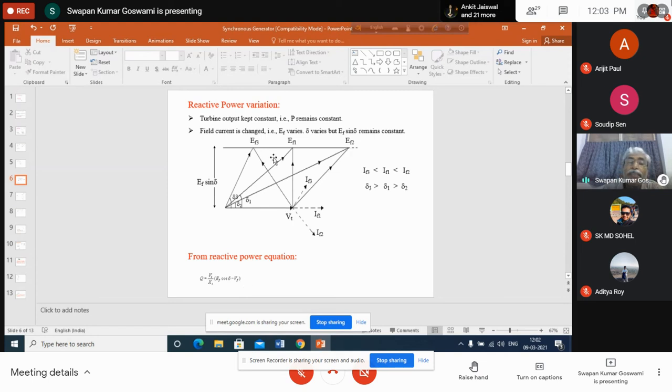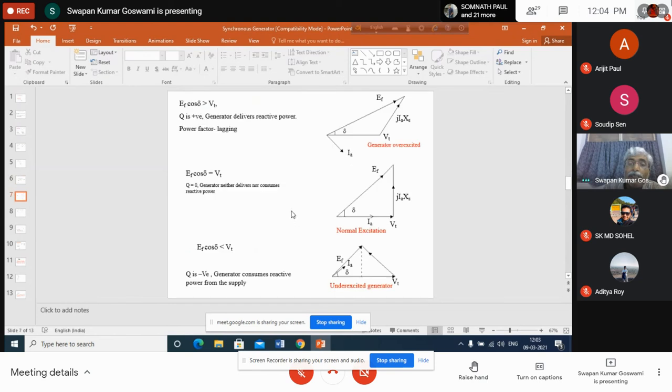If you decrease the field current, sometimes it may so happen that EF cosine delta is 0. Also, if you decrease the field current further, it will be such that EF cosine delta is less than VT. When EF cosine delta is less than VT, EF cosine delta minus VT becomes negative. So Q becomes negative. If EF cosine delta becomes greater than VT, then Q becomes positive. When EF cosine delta becomes just equal to VT, the difference becomes 0. So reactive power becomes equal to 0.